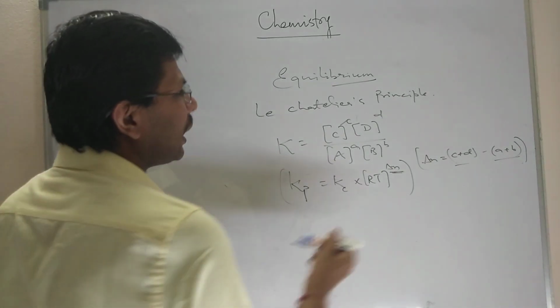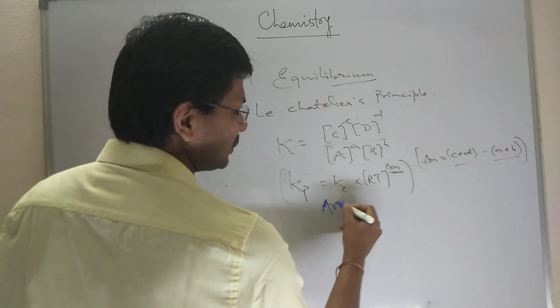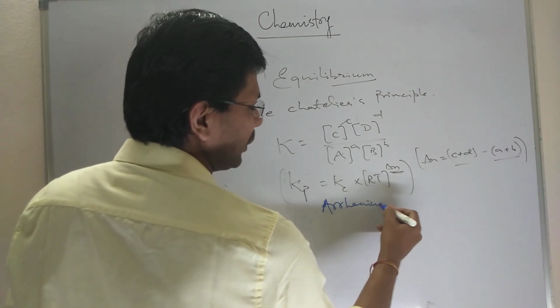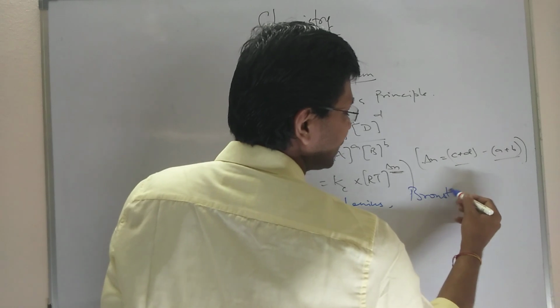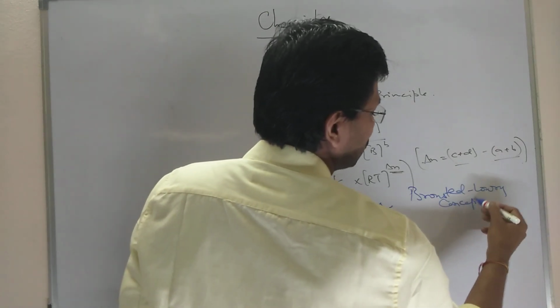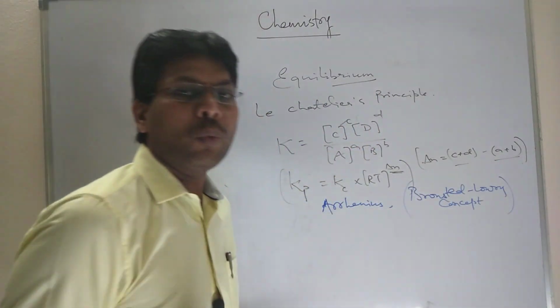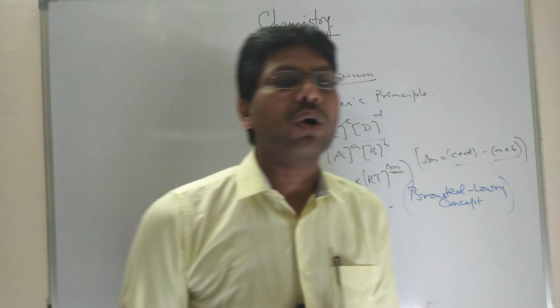Now coming to the ionic equilibrium part, they can ask you what is the Arrhenius concept of acid and base. Particularly the question is asked from Bronsted-Lowry, so you have to keep in mind the Bronsted-Lowry concept. They ask you what is the conjugate base, what is the conjugate acid, and whether the conjugate base will be strong or weak.